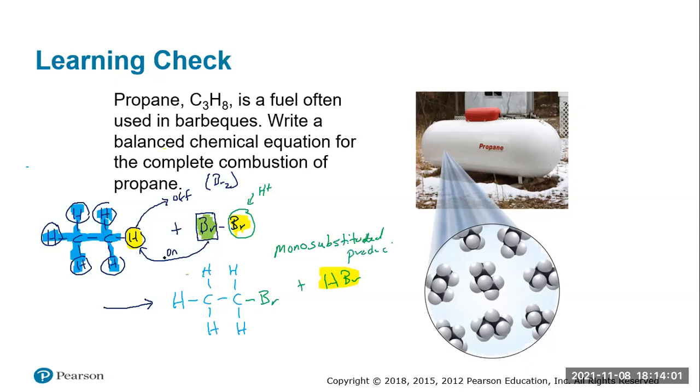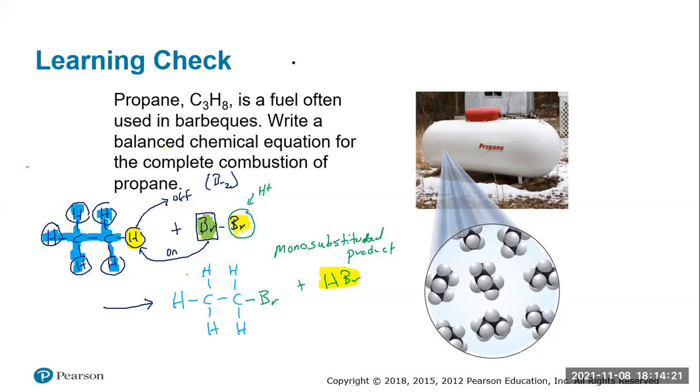And that's a big fancy word for where we just took one hydrogen off. In reality, if you let this go, you probably could replace every single hydrogen that's there with a bromine, but we will usually just do the first hydrogen in this particular case. Any questions on that there?